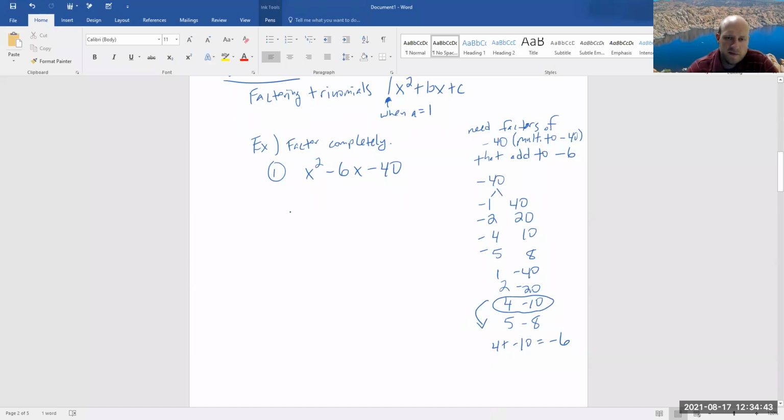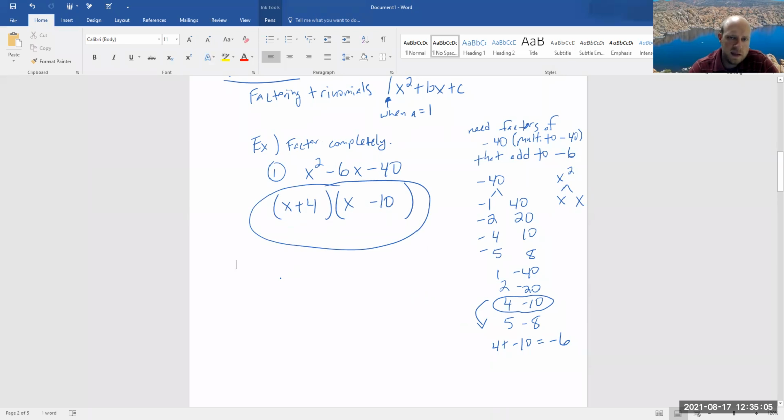Once we identify that, it's really easy. We just put it in parentheses: x squared. What are the factors of x squared? It's just x and x. So that breaks up like this, x and x. And then we have a positive 4 and a negative 10. And that would be your factors.